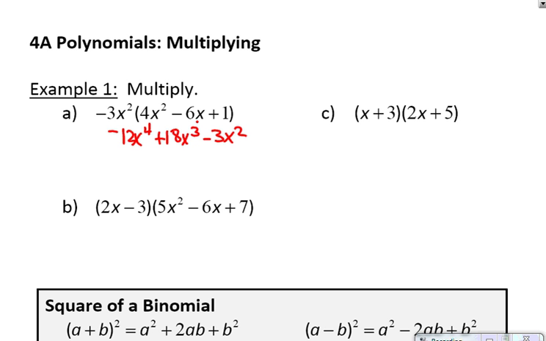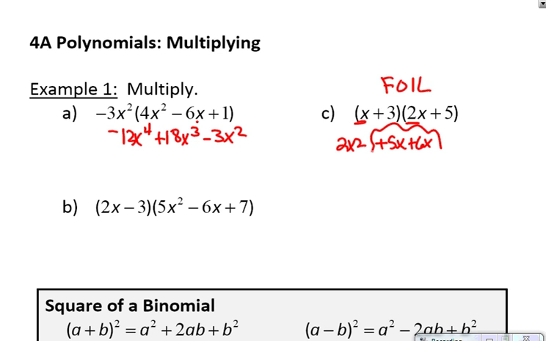B, I guess, is underneath it. I'll go to C next, though. C is x plus 3 times 2x plus 5. So two binomials, when we multiply binomials, we have an acronym that we can use to think through it in our heads. So we're going to multiply the first two terms here and get 2x squared. The outside two terms are the x times 5, which is going to be 5x, and then the inside two terms are 3 times 2x, which gives me 6x.